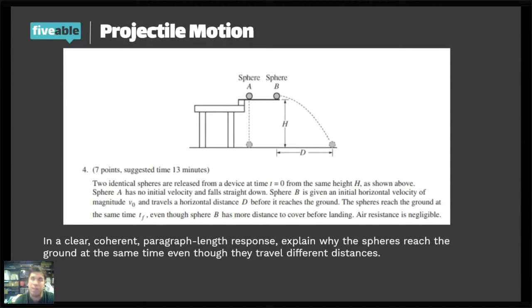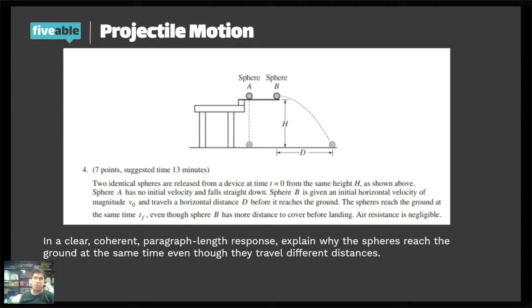There'll always be at least one of these paragraph response parts where you have to basically make a claim, cite some evidence, and then support it with some reasoning. So in this case, we are supposed to explain why the spheres reach the ground at the same time, even though they are traveling different distances. So let's think about how you would construct that.